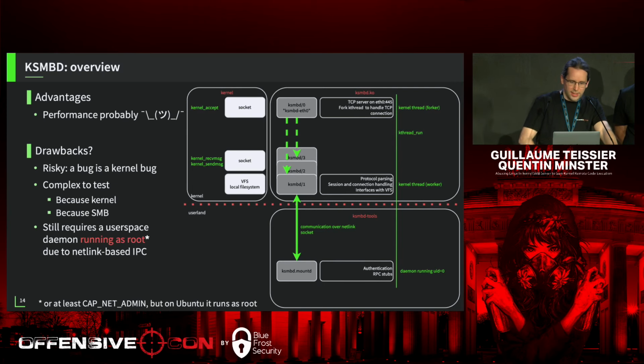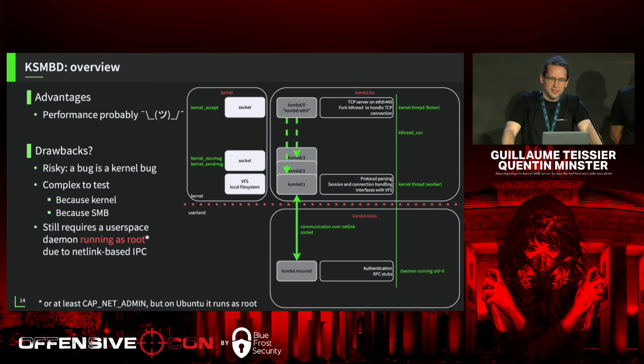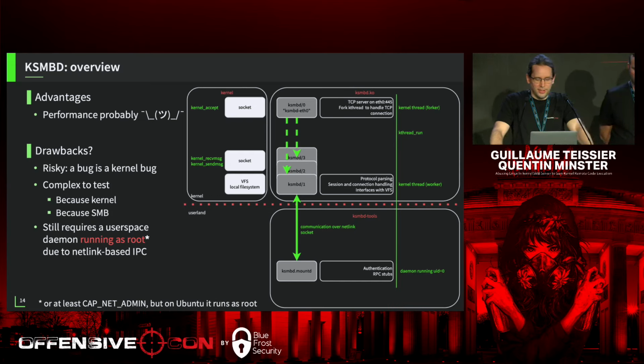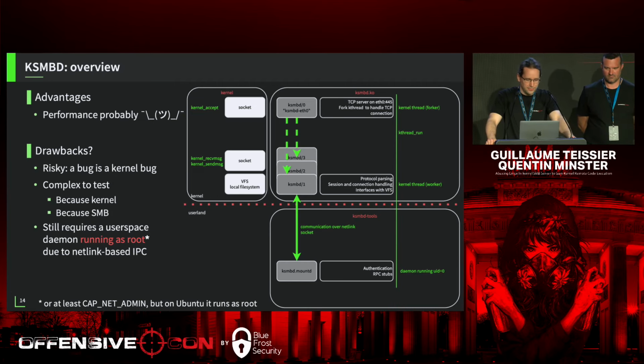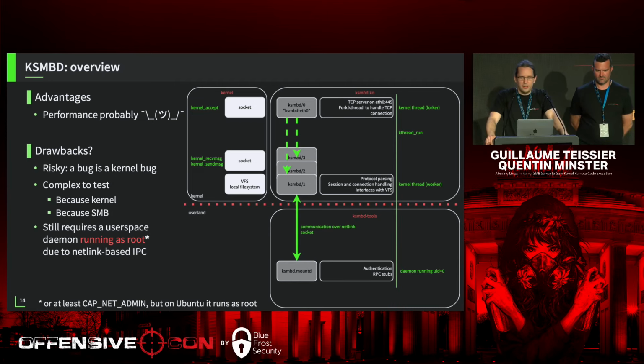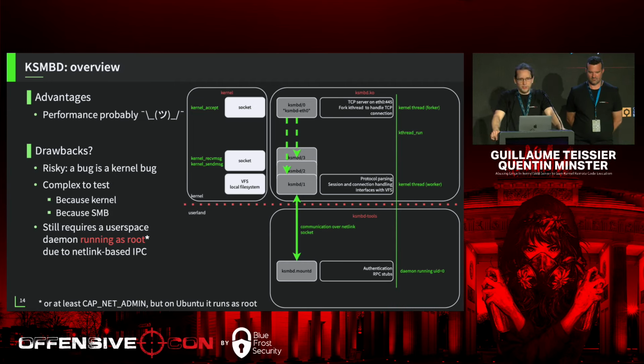Right, so it was done this way to keep things in the kernel for performance, but this means that you have complex code, because it's kernel code, and you have a complex protocol because SMB has a lot of commands that do a lot of things in the kernel, so it might not end up that well. On top of that, you also have a root daemon, because the KSMBD daemon is talking to the KSMBD module over netlink IPC, so that requires at least CAP_NET_ADMIN. So in this case, it's running as root. Those are both highly privileged components, and we thought it was worth taking a look at them.